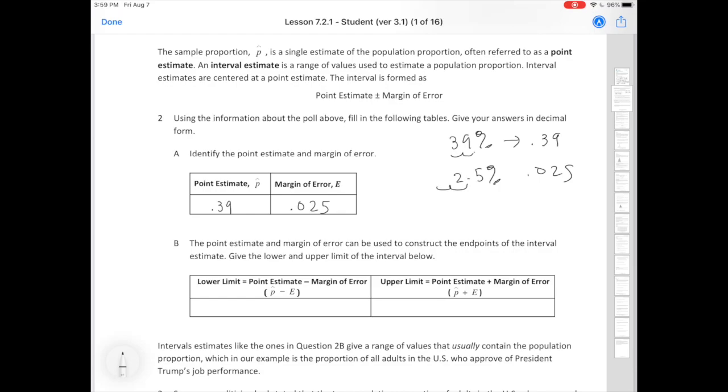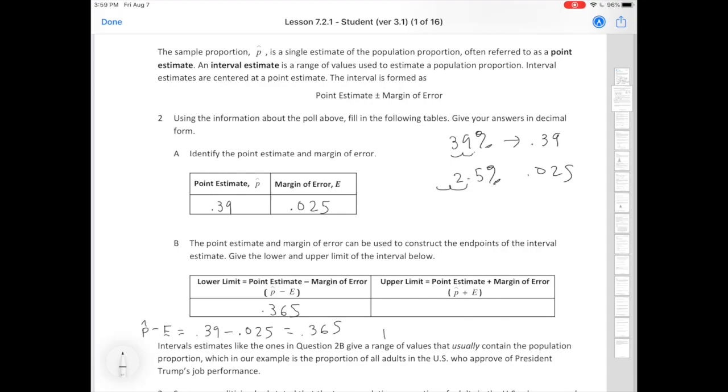So let's go ahead and do that, right? What would p hat minus e equal? P hat minus e would be 0.39 minus 0.025. So if you subtract those, what do you get? You get 0.365. So that's what we put inside this box, 0.365.